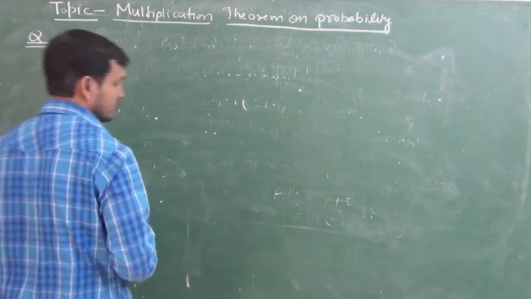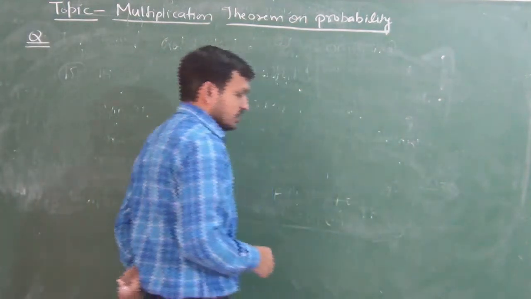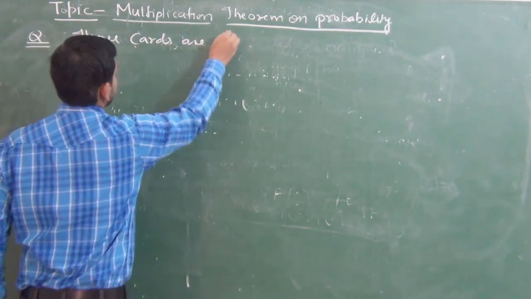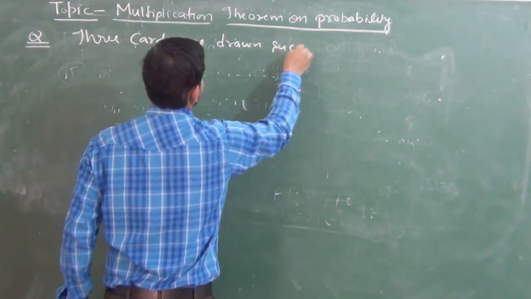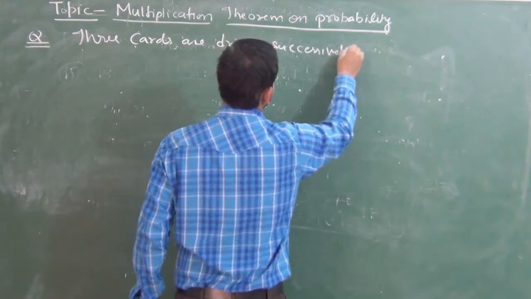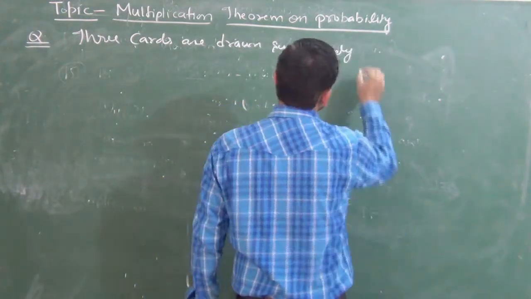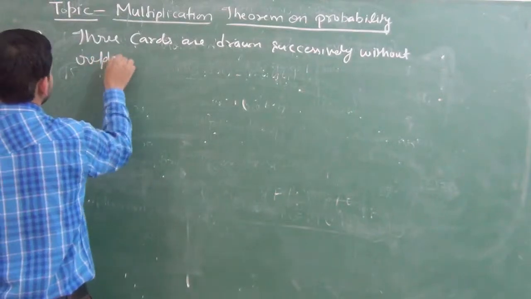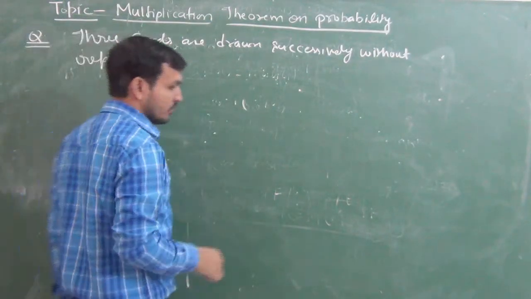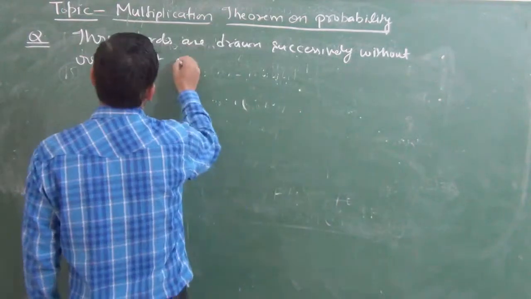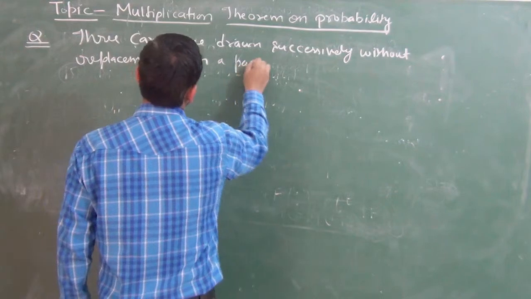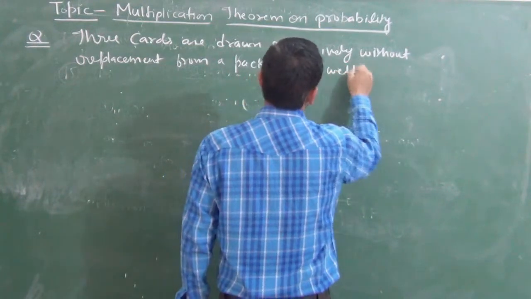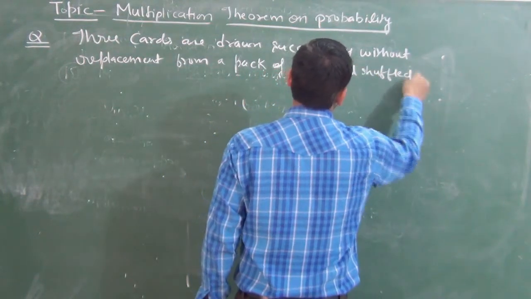Three cards are drawn successively, without replacement, from a pack of 52 well shuffled playing cards.